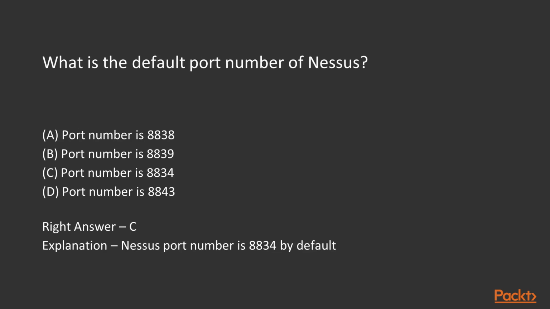What is the default port number of Nessus? So Nessus is basically a network vulnerability scanner that we have already installed, and we have performed network scanning inside Nessus. So this is just a reminder that Nessus actually works on port number 8834, right? So C is the right answer. You just need to remember again and again that Nessus actually works on 8834. There is no logic behind it. Nessus port number is 8834 by default.